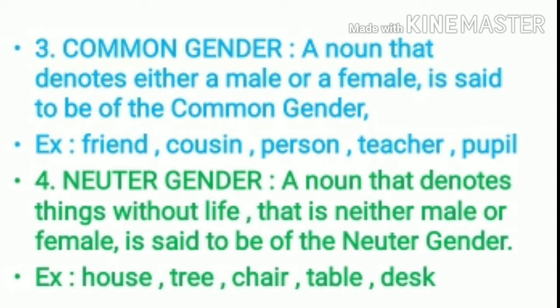Now the fourth one, the neuter gender. A noun that denotes things without life, that is neither male or female, is said to be in the neuter gender. So all the things which are without life are the neuter gender. For example, house, tree, chair, table, desk.